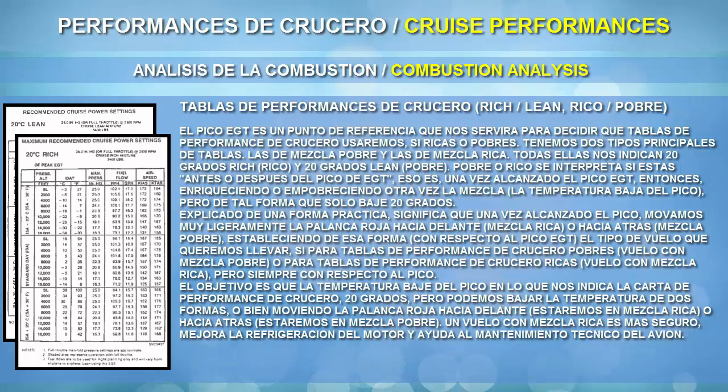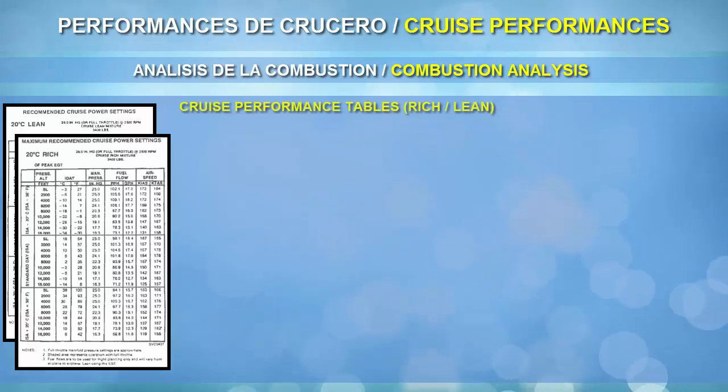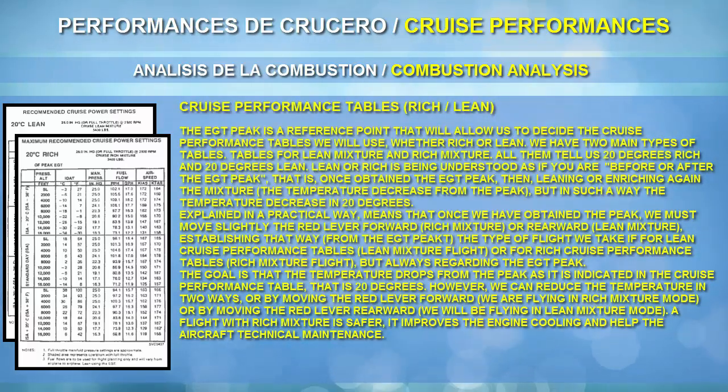And the best thing is what I told you, to fly always rich, because when we reach the peak and we move the red lever forward or rearward, we're establishing that we are flying rich or lean regarding the peak. And the goal here is to make the temperature drop from the peak the quantity of degrees indicated on the cruise performance table, and we have two options to make that temperature drop. Option 1, flying rich, then moving slightly forward the red lever. Or when you reach the peak, you have another option, flying lean, not so safe and worse for the technical maintenance of your aircraft. Then when reaching the peak, move the red lever a bit rearward and make the temperature drop the quantity of degrees indicated in the cruise performance table.